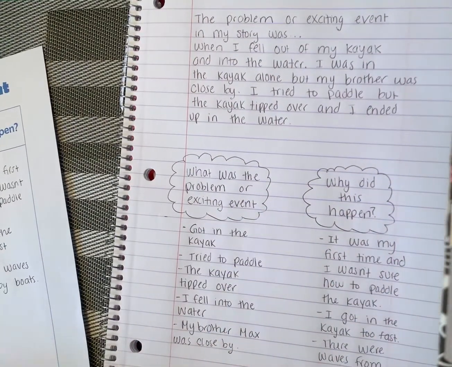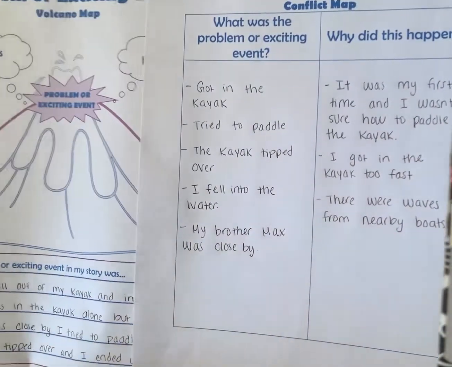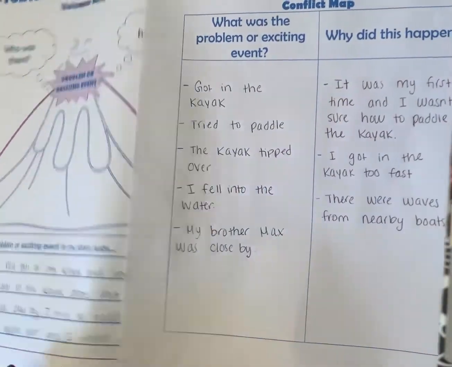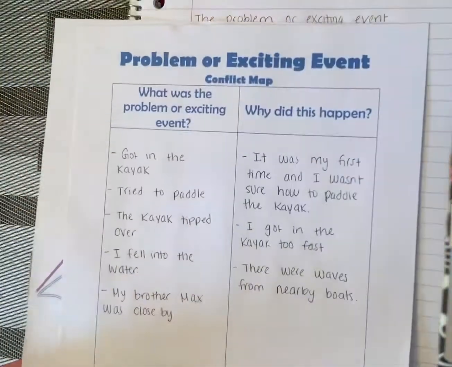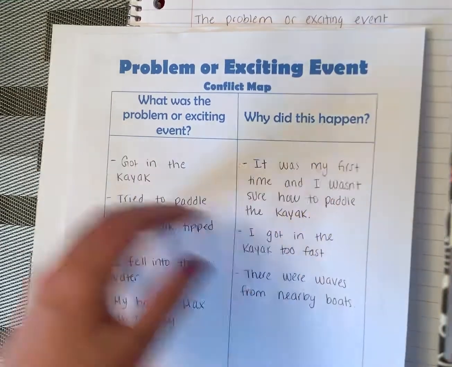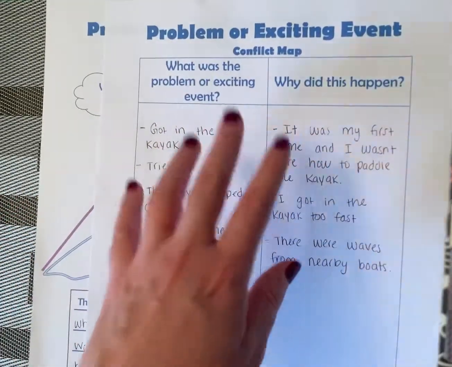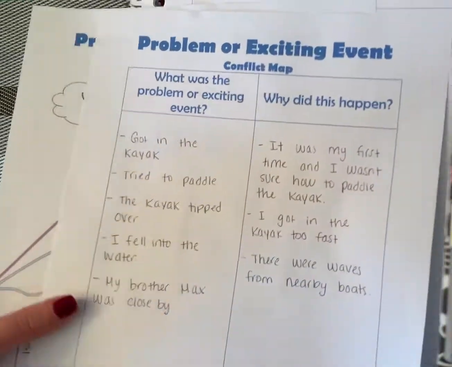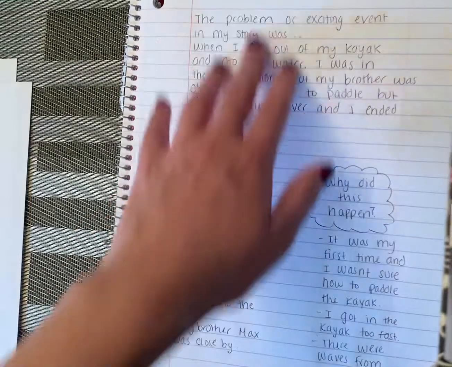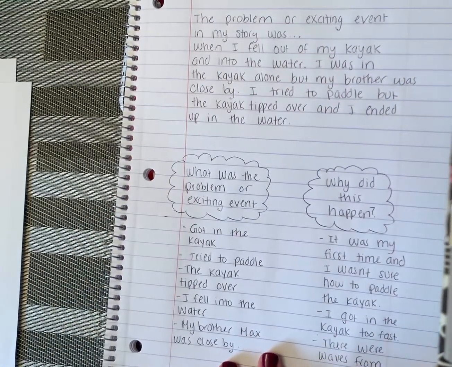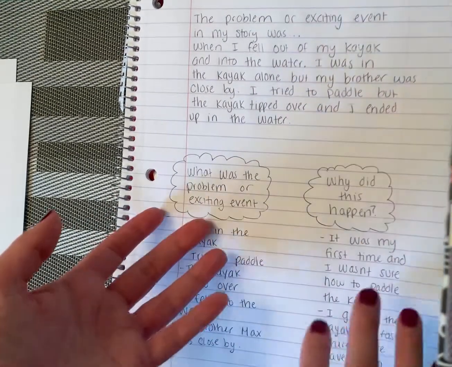So you have the choice, friends. If you have a printer, you can print out these graphic organizers, choose which one you want to do, and fill it out right on the graphic organizer. You can also choose to edit the PDF. Some friends know how to add text to a PDF on the computer. You can do that as well and type in your answers. Or if you don't have a printer and you don't want to edit the PDF, you can use your writing notebook and write about your problem or exciting event right here.